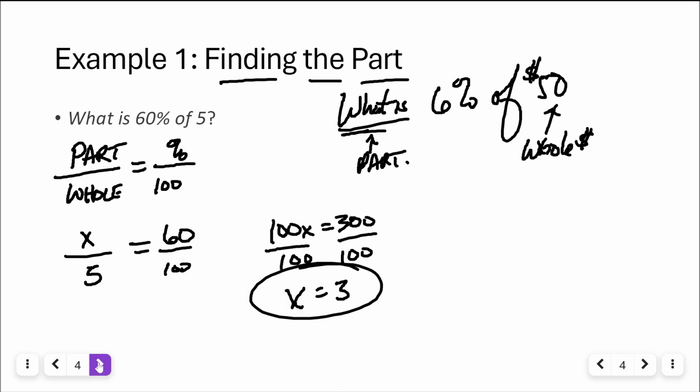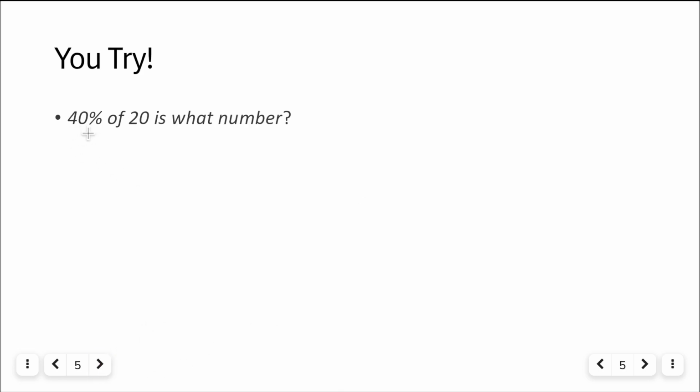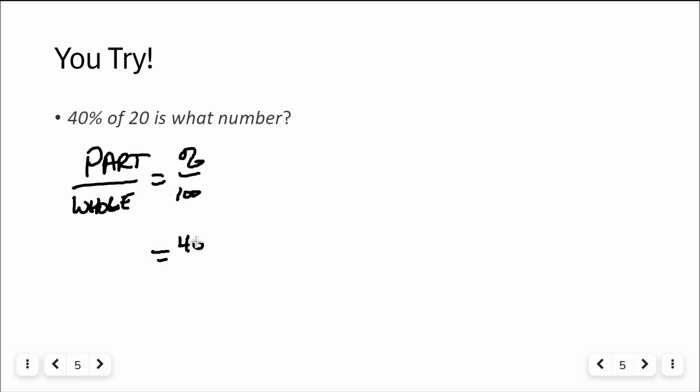All right. Let's try another one. 40% of 20 is what number? Okay. So, again, I'm going to use the idea of part over whole equals percent over 100. My percent is 40, so I'm going to fill that in. 40 over 100. Part over whole. So if I wanted to give a 40% tip of $20, is what number?